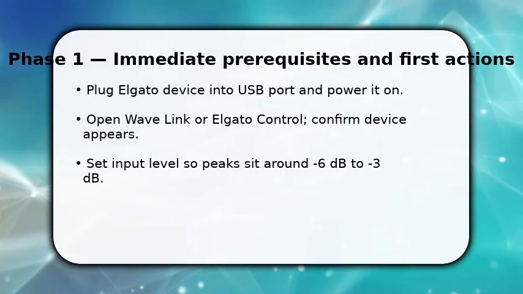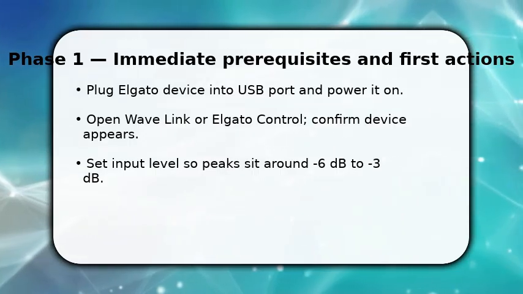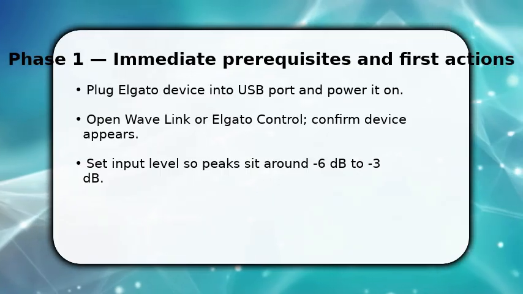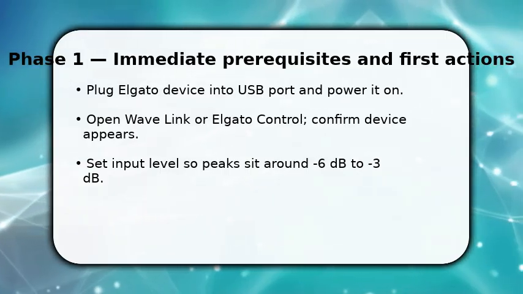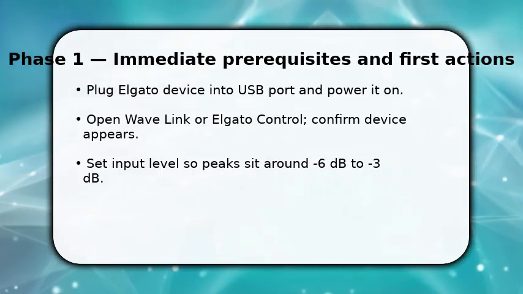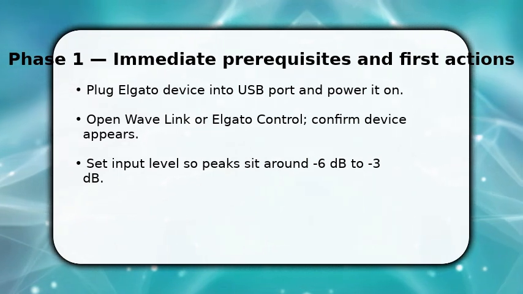Next, set a clean input gain so peaks average near -6 dB. This prevents overcompression. Once done, enable the compressor switch and load a preset or start with conservative settings. This gives you a safe starting point to hear how compression affects dynamics.